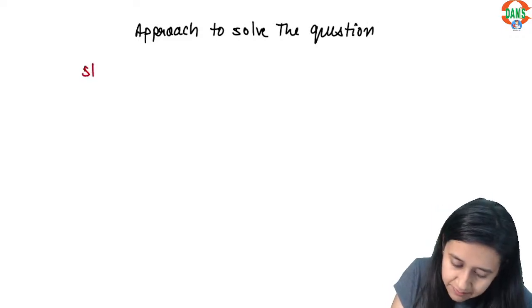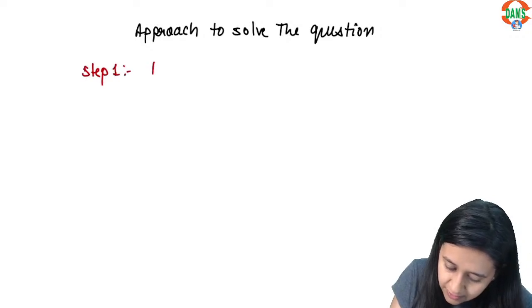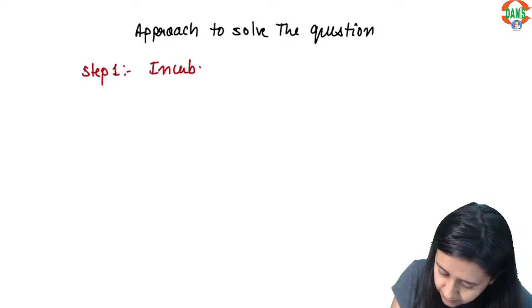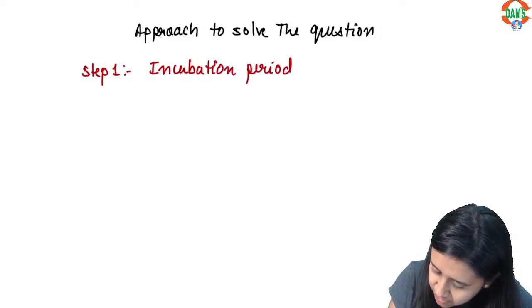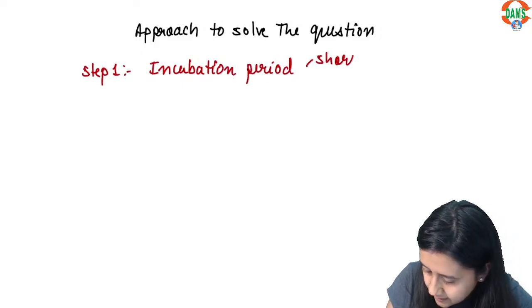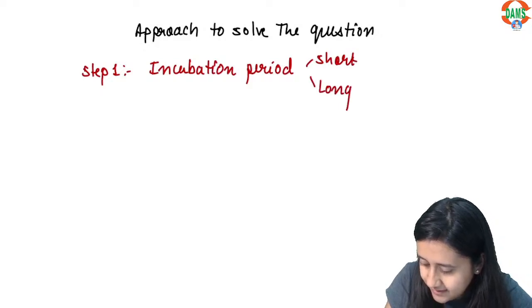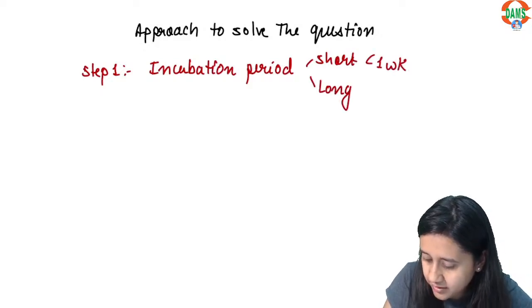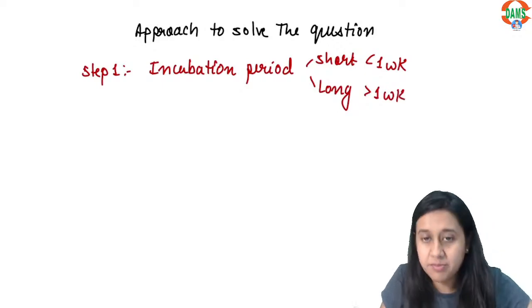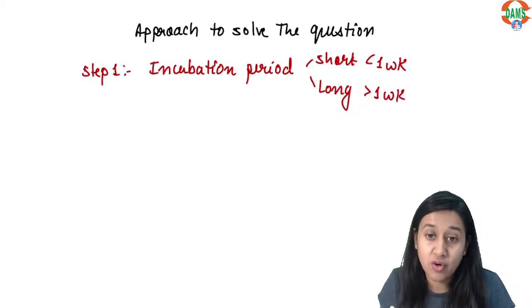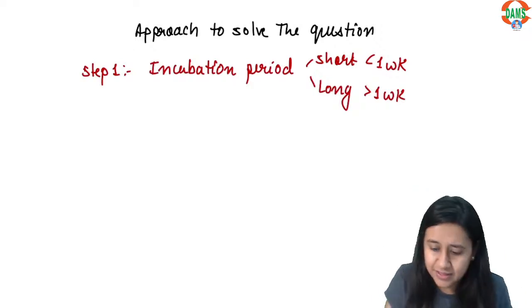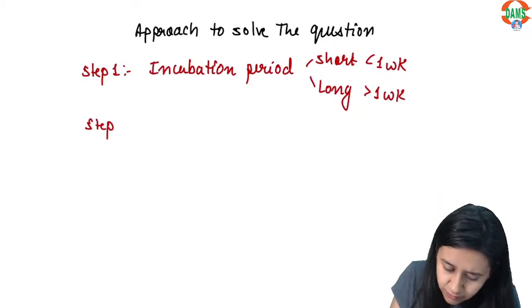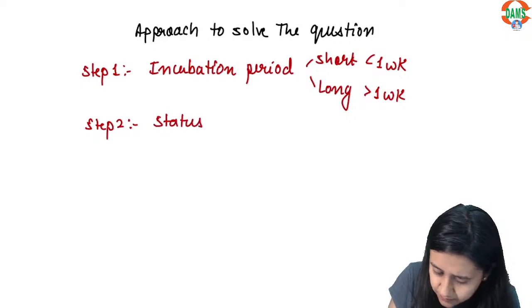The first thing is step number 1, we look for the incubation period, whether the incubation period is short or long. Short means less than a week and long means more than a week. Please remember, short incubation period is a feature of chancroid and herpes, while long is a feature of syphilis, donovanosis, and LGV.